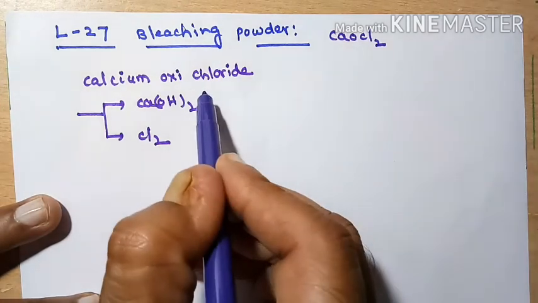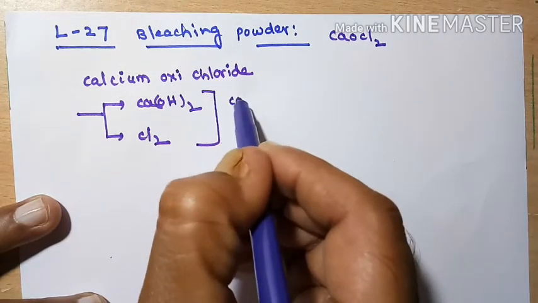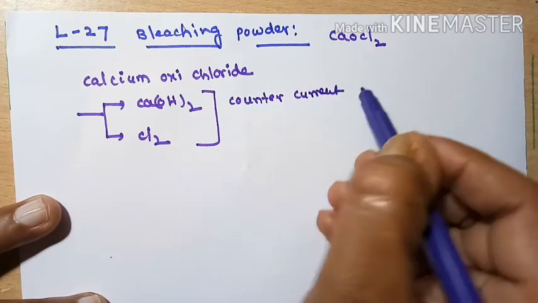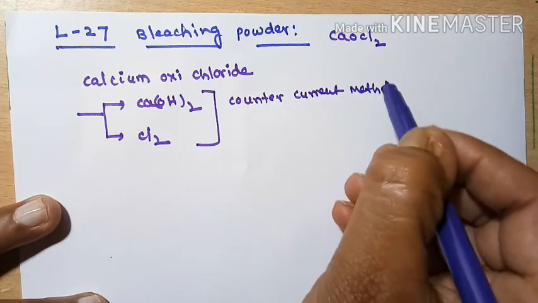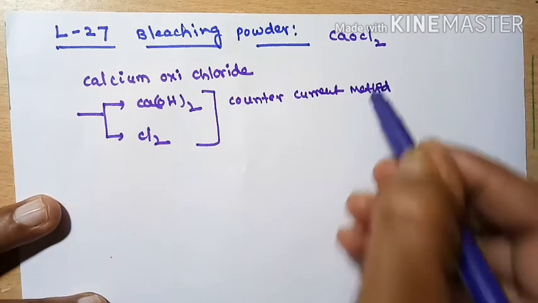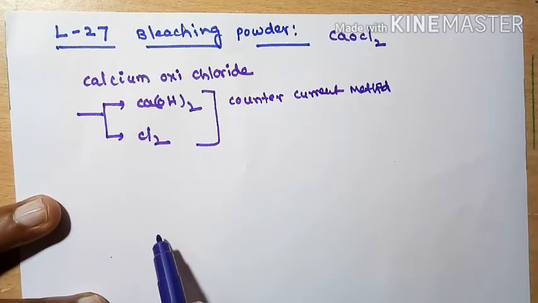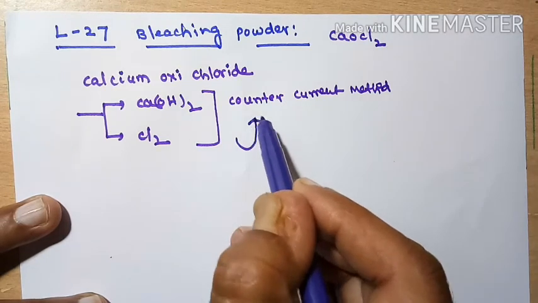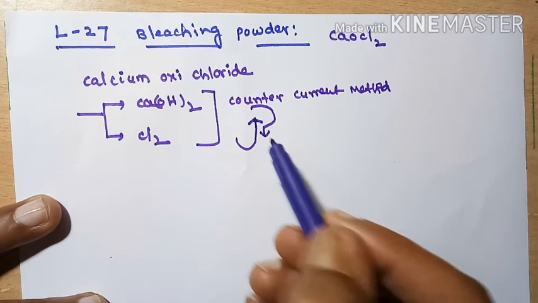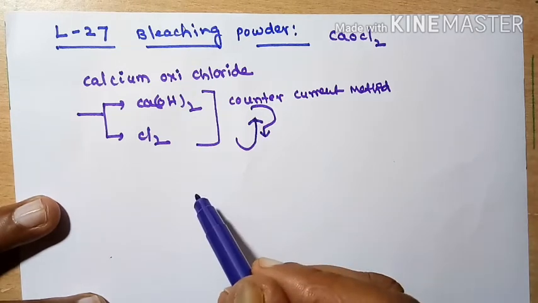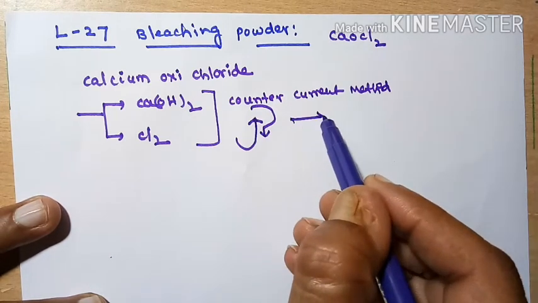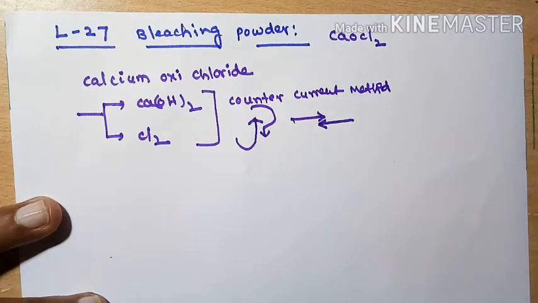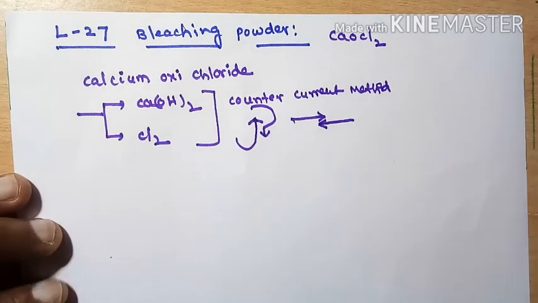Using these two, we prepare bleaching powder by the counter current method. What does counter current method mean? One substance is sent from the downside and another substance is sent from the upside. Or one substance is sent towards the right side, another towards the left side. This is said to be the counter current method.